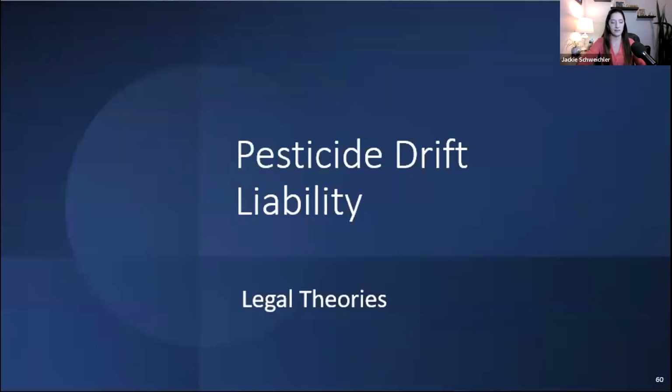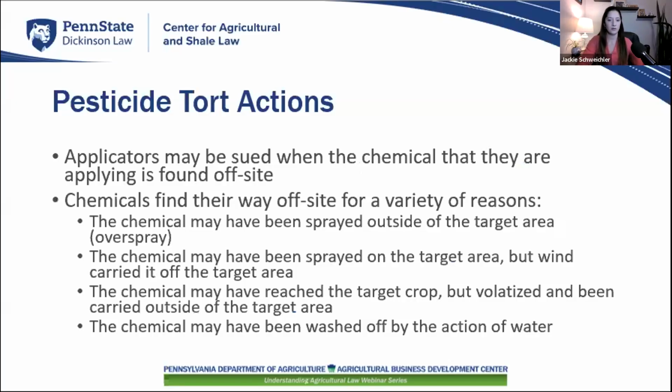So let's talk about liability. Pesticide applicators can be sued when spray chemicals are found on someone else's property. There are a variety of reasons why this might have occurred. The classic example is overspray, where the chemical was sprayed directly on a non-target area. Another possibility is that the chemical was sprayed on the target crop, but the chemical was volatilized or the wind carried it to a non-target area. The chemical may have also reached the non-target area by runoff or the action of water, right? Water's involvement.